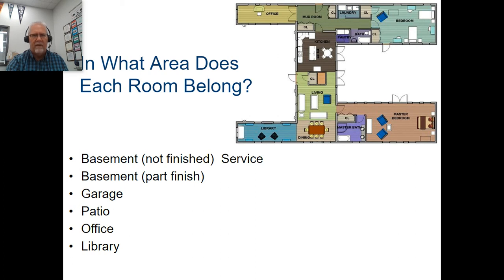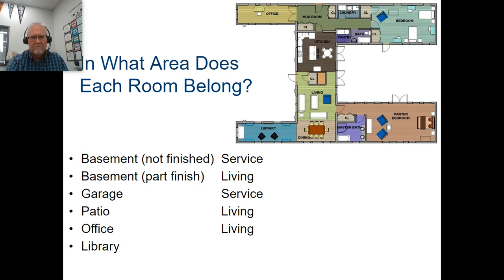We might have a water heater, furnace, laundry, things like that. A basement that's finished off would probably be part of our living area. We might have a family room or a game room down there. Garage, we know that that's our service area. We've talked about that already. An outdoor patio, I have a couple patio areas at my house, and they're an extension of my living room. So to me, obviously, they would be a part of our living area.